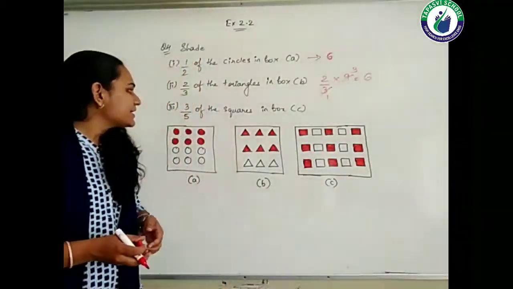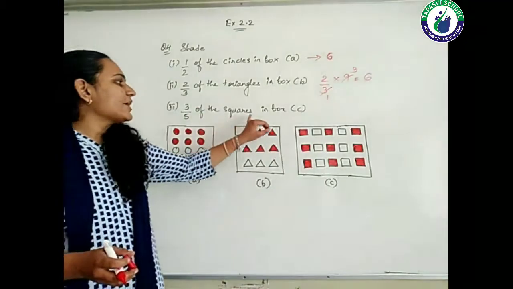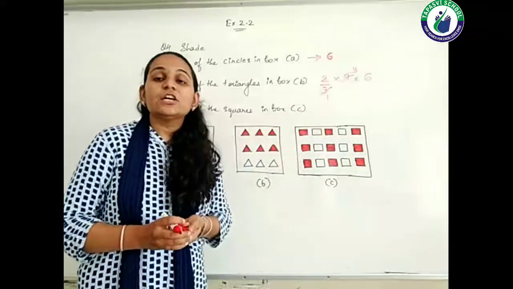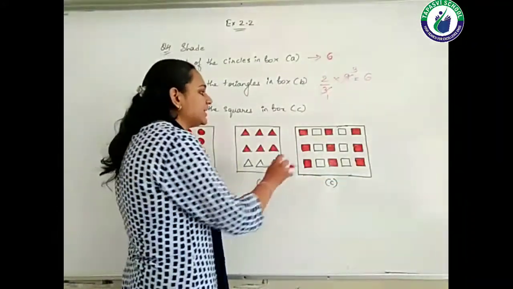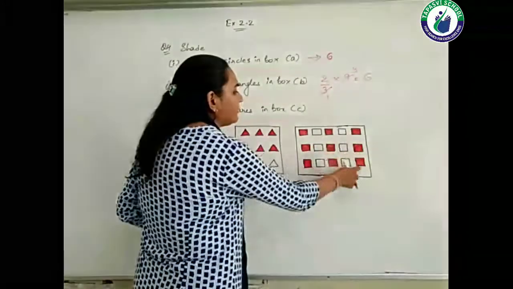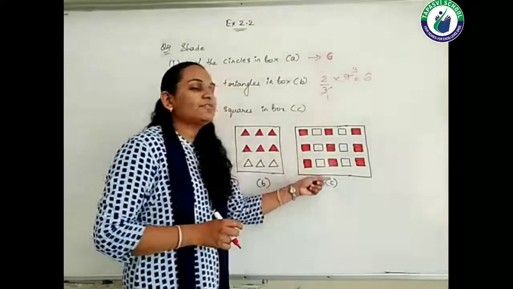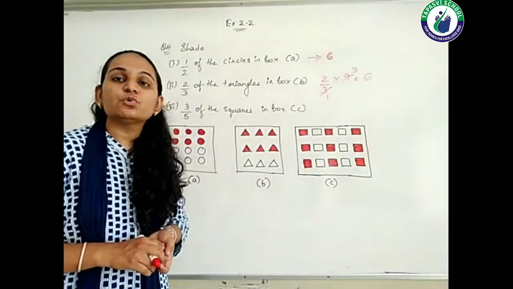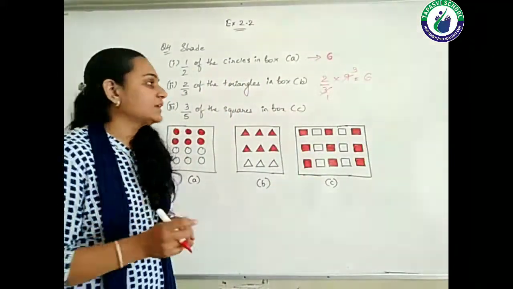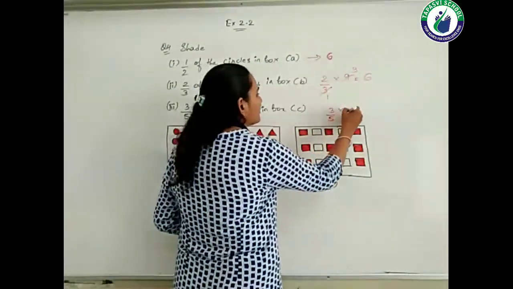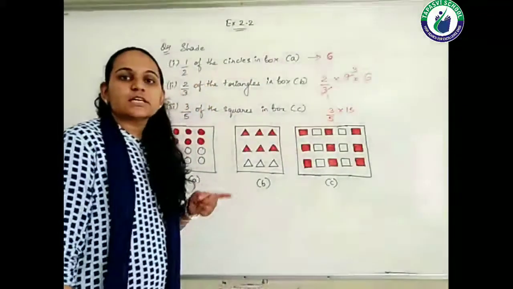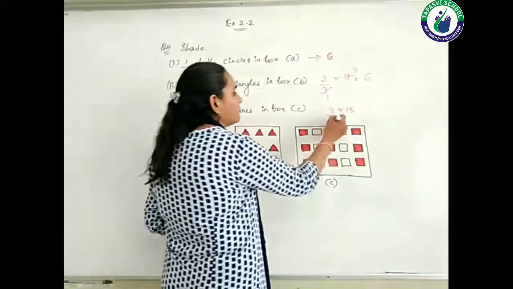Okay, next one, last one is 3/5 of the squares in box C, right? So how many squares are there in box C, students? First we count that 1, 2, 3, 4, 5. 5 into 3. So total 15 are there. So we want to do 3/5 of that 15. So here this calculation is 3/5 into 15. Right, students?